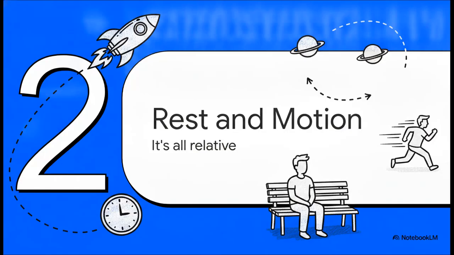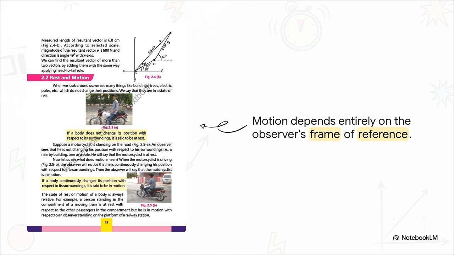All right, moving on to our second topic. Rest, motion, and relativity. How do we actually establish if an object is moving at all? Well, picture a motorcyclist stopped on a road. If a body doesn't change its position with respect to its surroundings, like the nearby buildings or a tree right next to the road, it's considered to be at rest. But the second that motorcyclist revs the engine and continuously changes position relative to those exact same surroundings, then they are officially in motion.